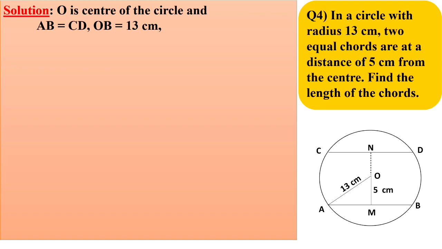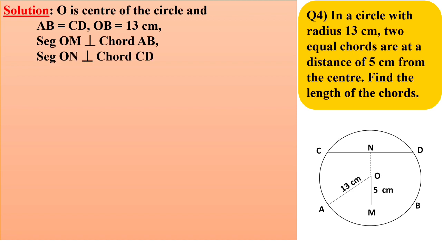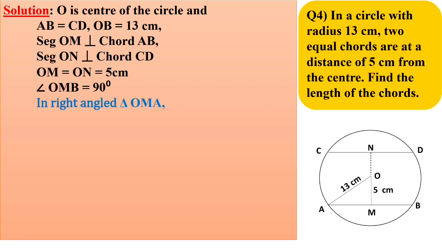We have to find it, but OB or OA is given as 13 centimeter because they are radii of the circle. OM is perpendicular to AB. ON is also perpendicular to CD. It means OM is equal to ON. Both are 5 centimeter. Now angle OMA is 90 degrees. By the Pythagoras theorem we will find the value of AM.